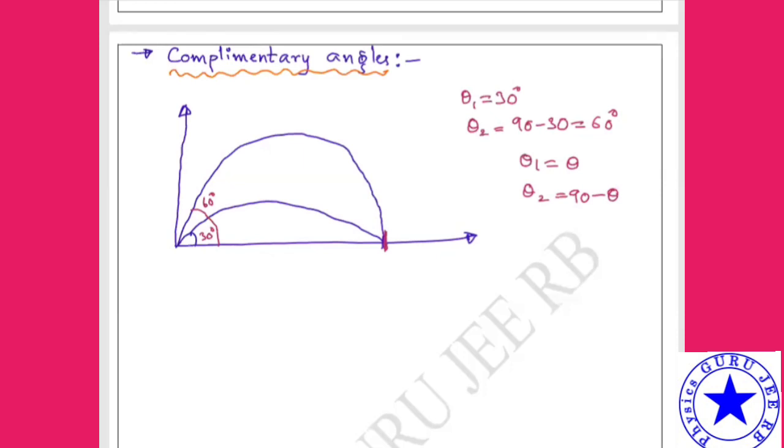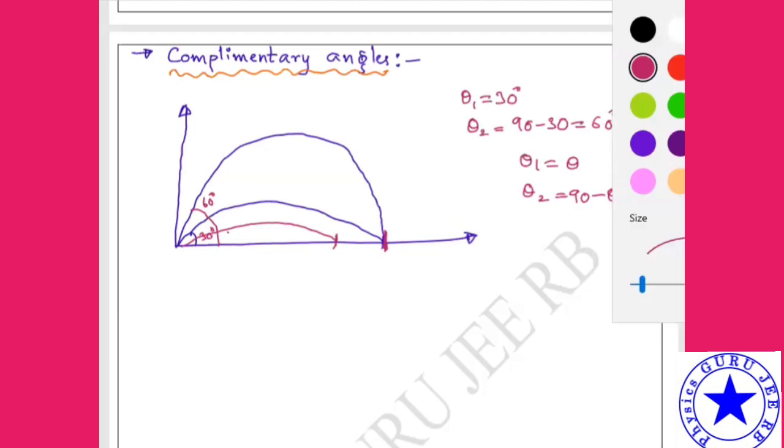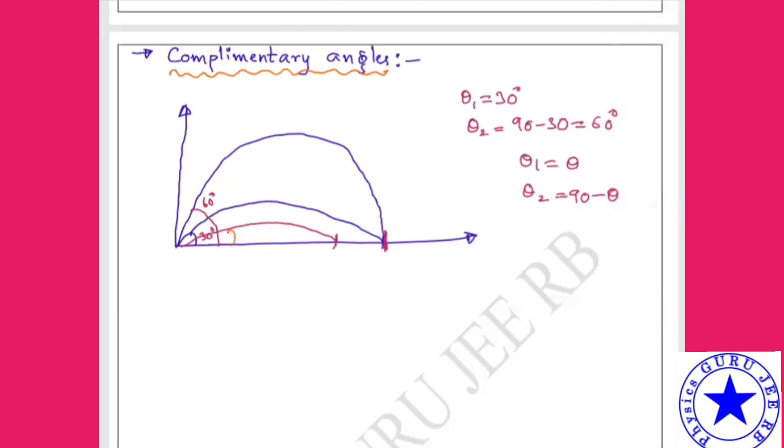Now let us imagine if I project with 15 degrees only. This is 15 degrees. Then what is the other angle? Can you tell me? What is the complementary angle? Very good. One of the students posted 75 degrees. So if I project with 75 degrees also, it has to reach the same point. For 75 degrees or 15 degrees, both should reach the same point. This is what complementary angles are, right?